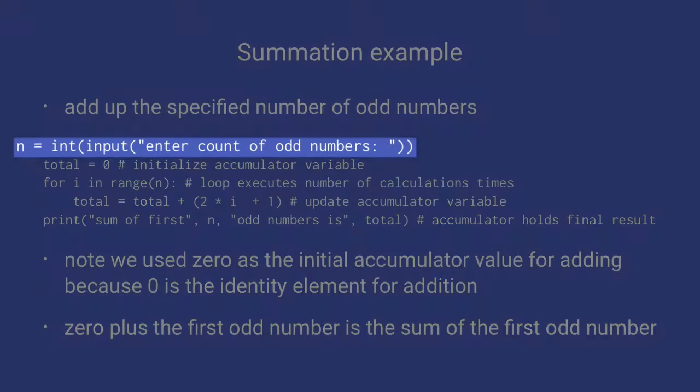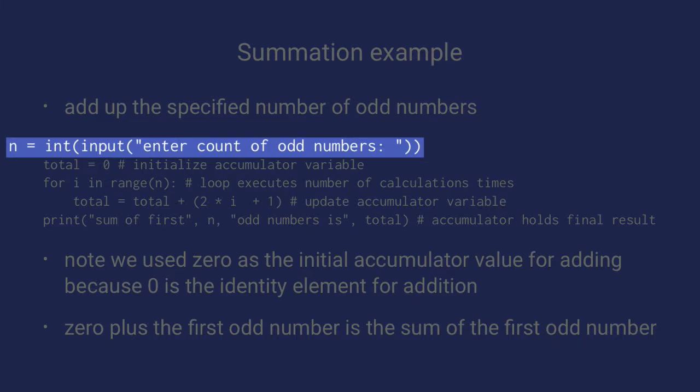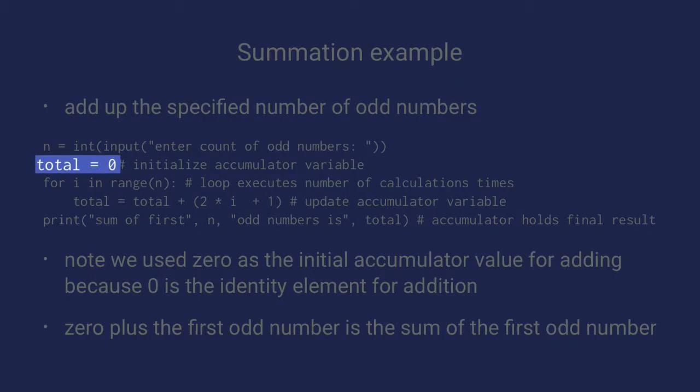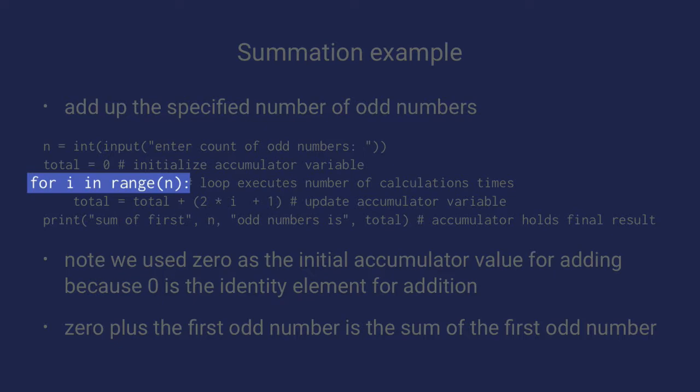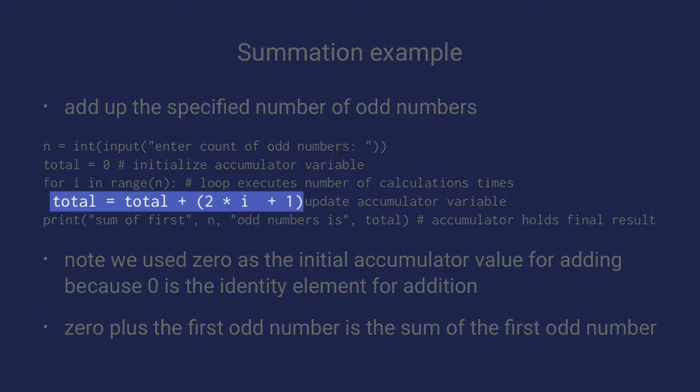First we get the input for how many numbers we want to add. Because we were adding, we initialized the accumulator variable to 0, so 0 plus the first number results in the first number. Next, because we want to add that many odd numbers, the for loop runs n times. Inside the for loop, we add the next odd number.